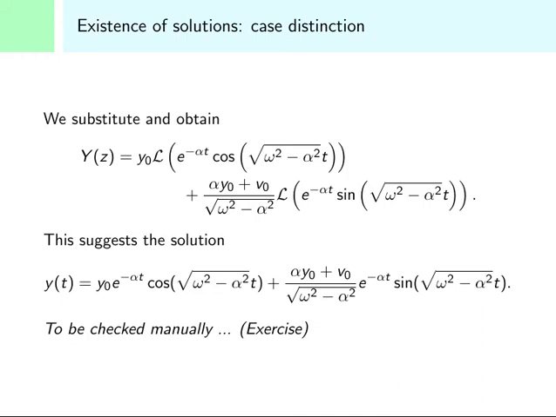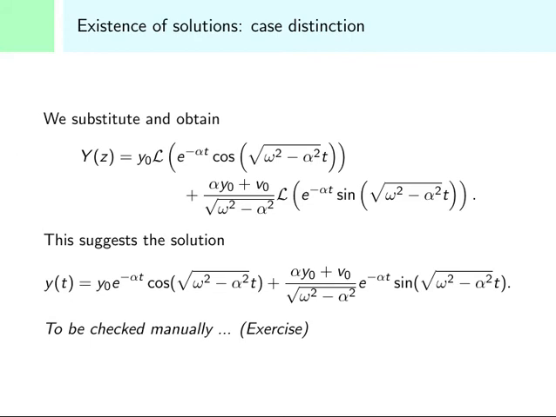So y of z equals y naught times the Laplace transform of exponential negative alpha t cosine of the square root of omega square minus alpha square times t, plus the fraction alpha y naught plus v naught over square root omega square minus alpha square times the Laplace transform of exponential negative alpha t times sine of the square root of omega square minus alpha square times t. And that suggests the solution formula.